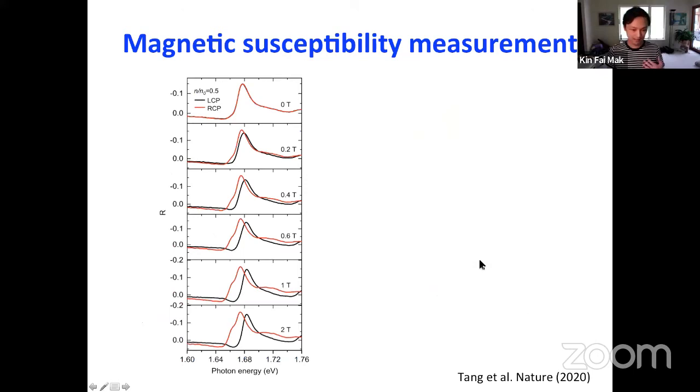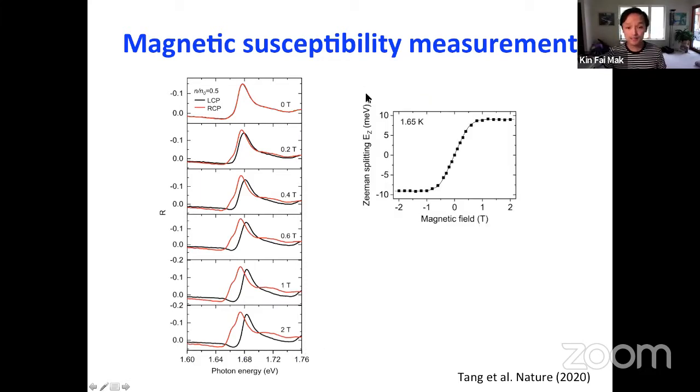But this is a more complete set of data where we slowly increase the magnetic field from 0 Tesla to 2 Tesla. We're still considering the filling factor equal to 1 case, or the half filling of the Moiré band in the Mott insulating state. We can extract the Zeeman energy as a function of magnetic field, like here, okay?